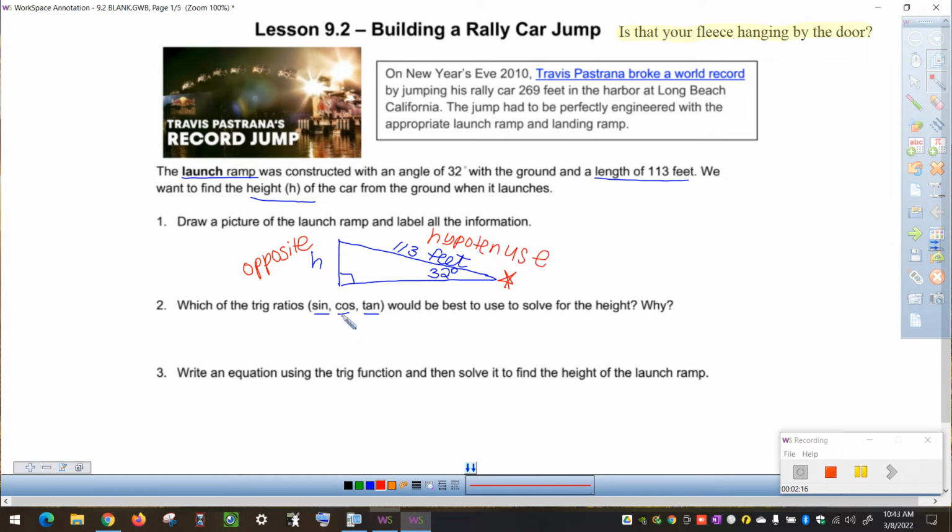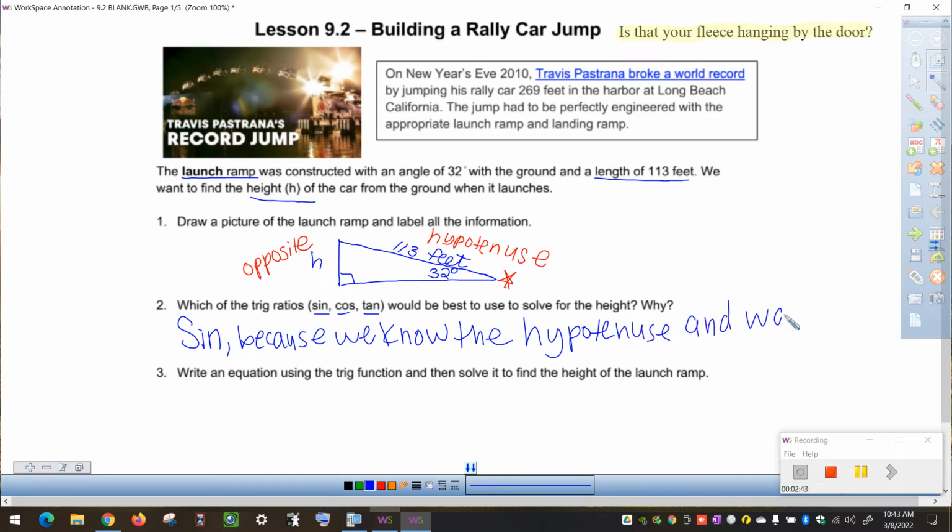So which one of these did you choose? Which one has to do with the opposite and the hypotenuse? Go ahead. Sine, because it has no adjacent. Wonderful. We're not doing anything with the adjacent side. We're interested in sine because we know the hypotenuse and want to find the opposite.